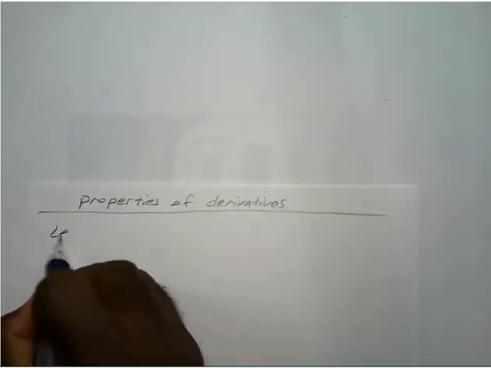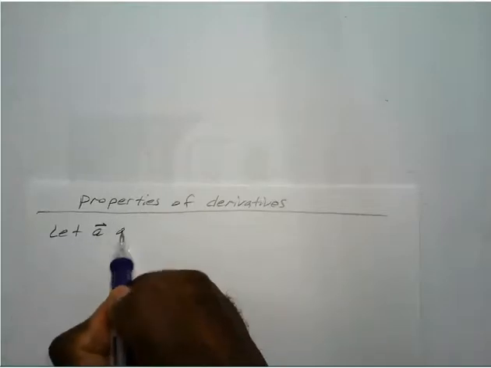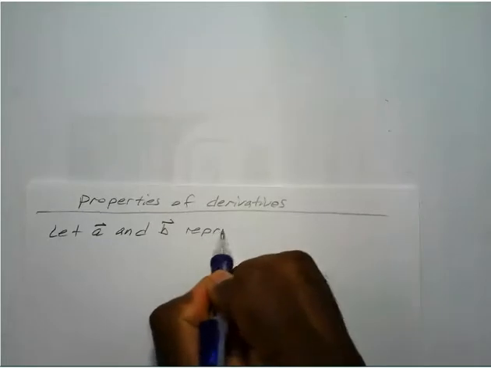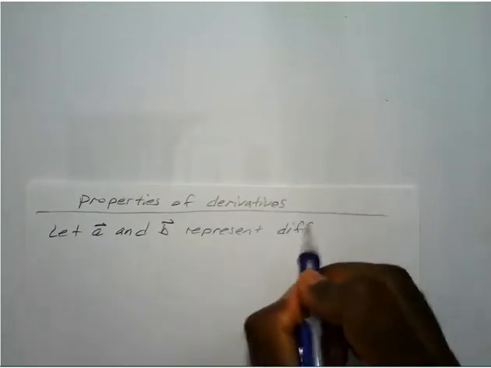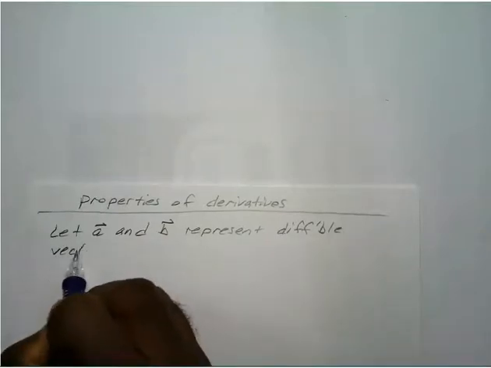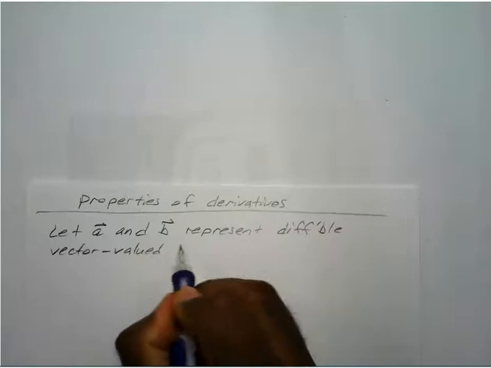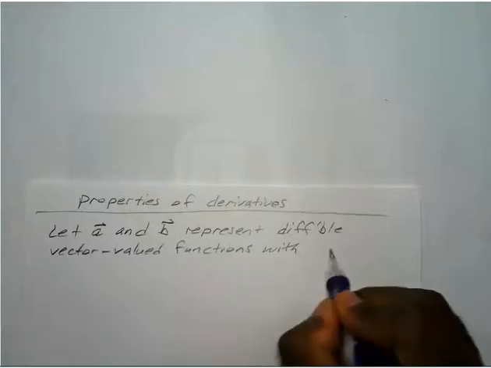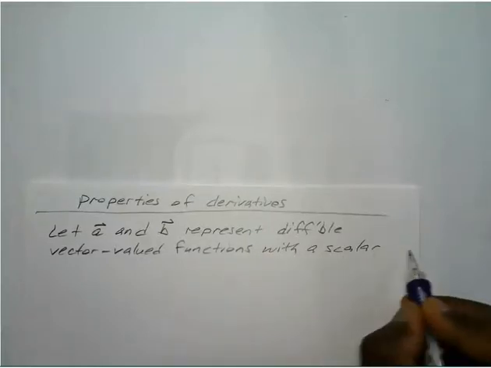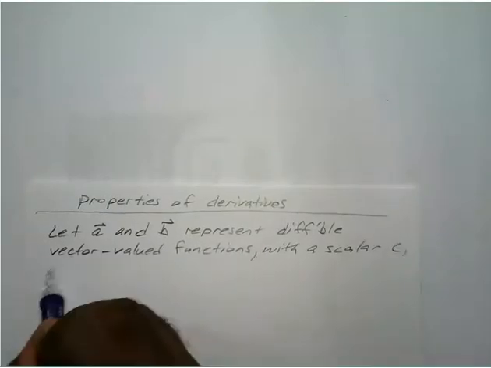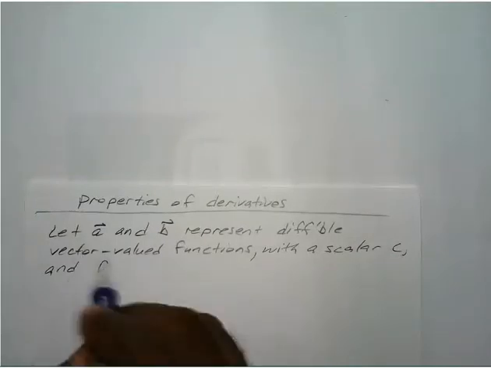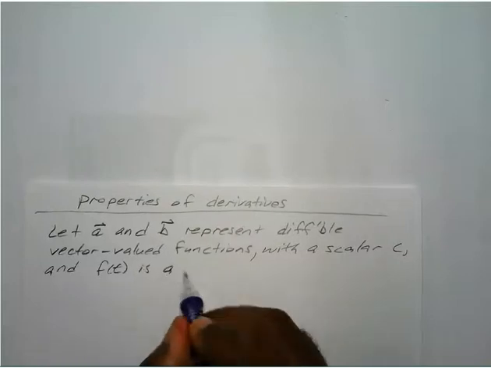Okay, so what if we let a vector and b vector represent differentiable vector valued functions. Okay. Now some of those may have a scalar value of c, and our function f, or f of t, is a real valued function of t.